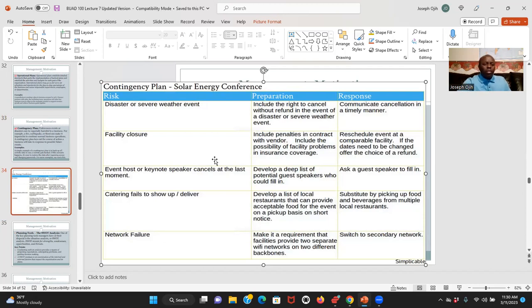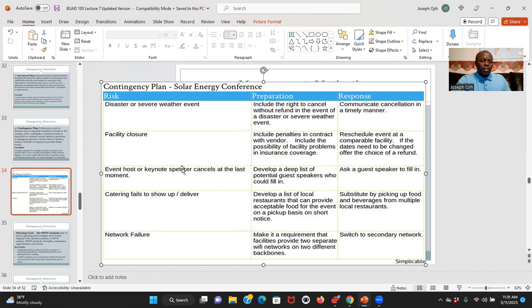Look at this one, the risk: disaster or severe weather events. The plan is to include the right to cancel without refund in the event of a disaster or severe weather. See, and they have to communicate this cancellation in a timely manner.